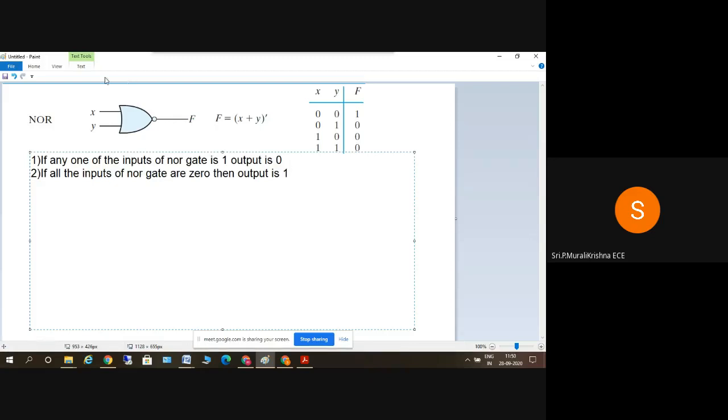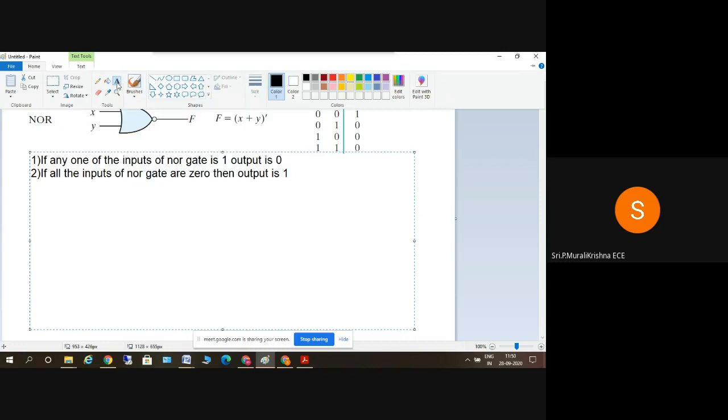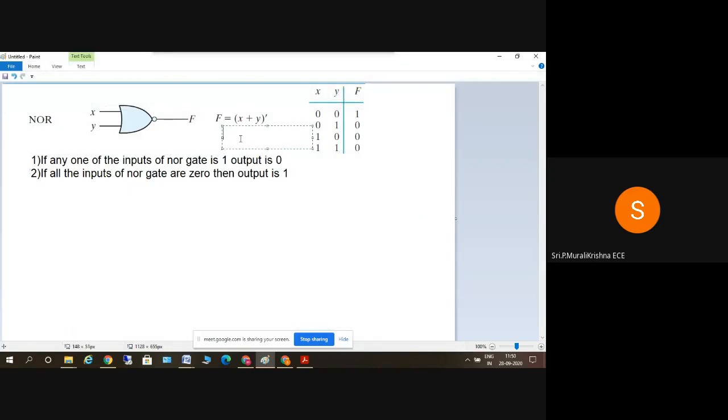Okay. So tell me, using De Morgan's theorems, what will be the output of this equation? F is equal to x plus y whole bar. Using De Morgan's law, it is x bar into y bar. So for the NOR gate, this will be the output: x plus y whole bar is equal to x bar into y bar. And this is the conclusion we can draw from this.